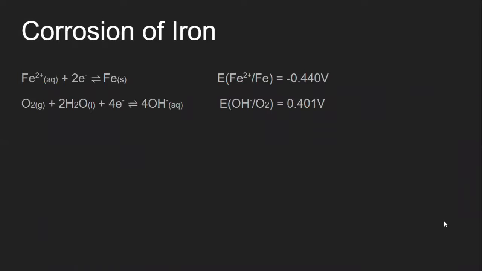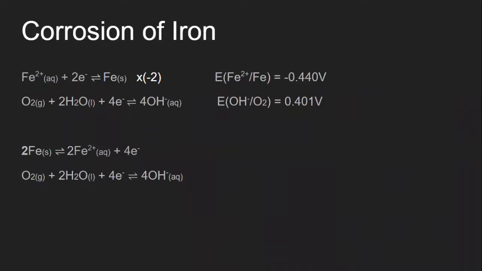So when we look at the corrosion of iron, we have two half reactions to consider. First, Fe2+ plus 2 electrons yields Fe solid, and that has a reduction potential of -0.440 volts. The other half equation to look at is O2 plus 2H2O plus 4 electrons yields 4 OH-, and that has a reduction potential of 0.401 volts.